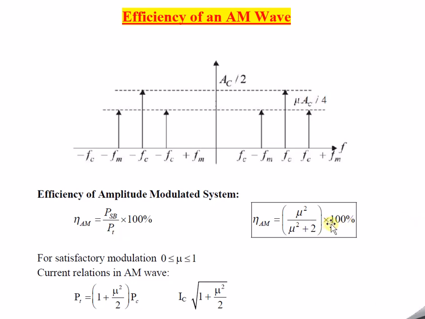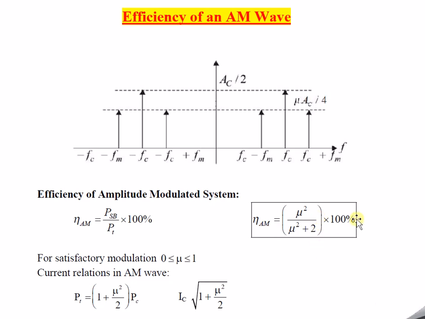If you still have any doubt as to how to derive this equation, please comment in the YouTube comment section. I will try to cover one more detailed session on this, if required. I thought of not wasting much time, so I directly explained the final equation of efficiency of an AM wave, which is completely dependent on the modulation index mu. So eta AM, the efficiency of an AM wave, equals mu square by mu square plus 2, into 100%.